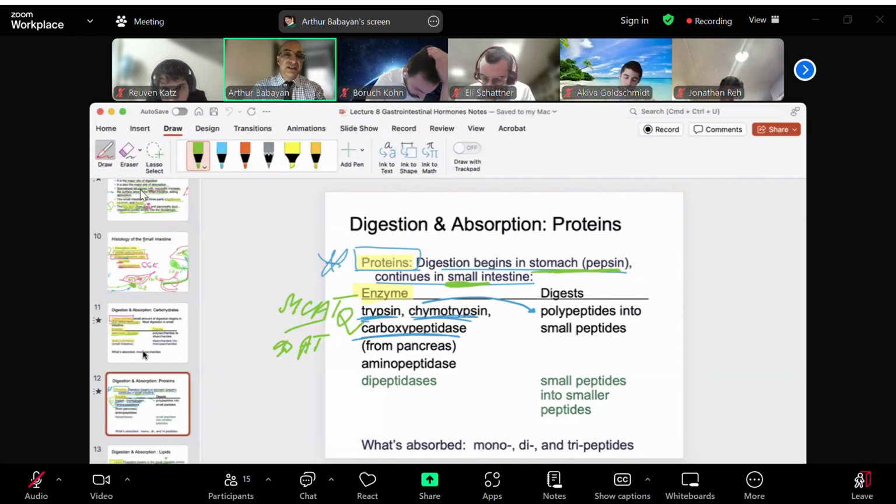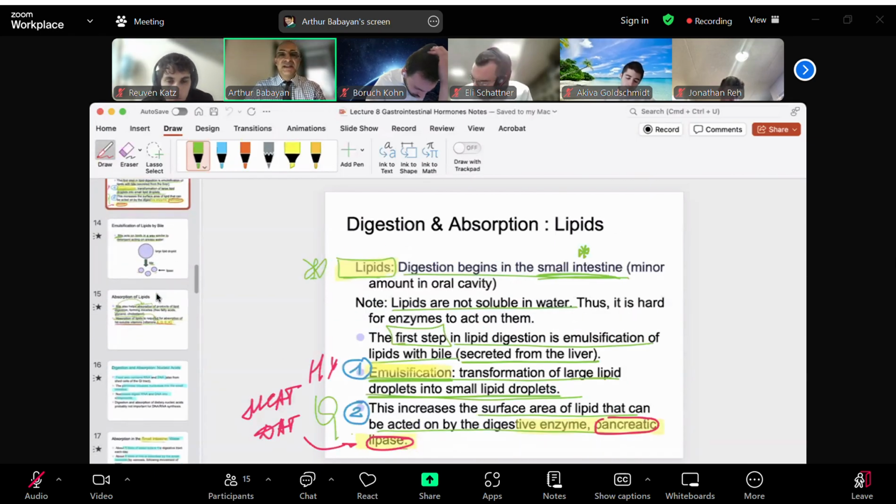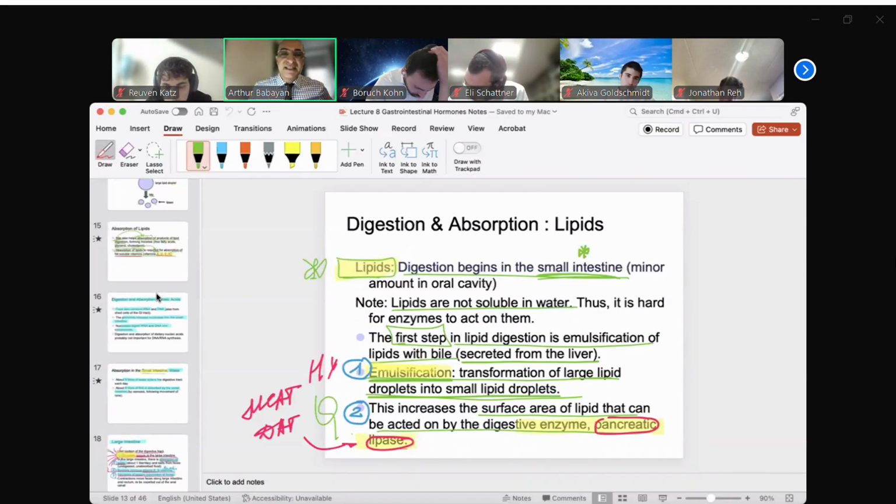Slide number 13, that will be lipids. Digestion begins in the small intestine. First step is the process of emulsification. I already mentioned that. Transformation of larger lipid droplets into smaller lipid droplets. MCAT exam, DAT exam question, your exam question, mandatory to know. Then digestion is carried out by the digestive enzyme pancreatic lipase.